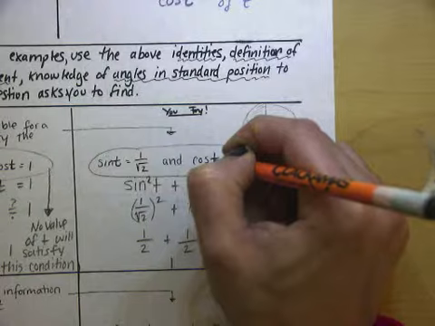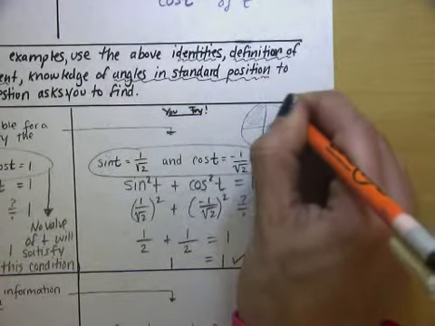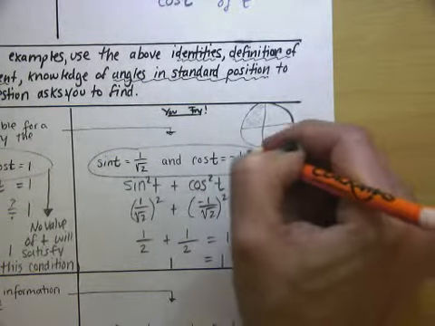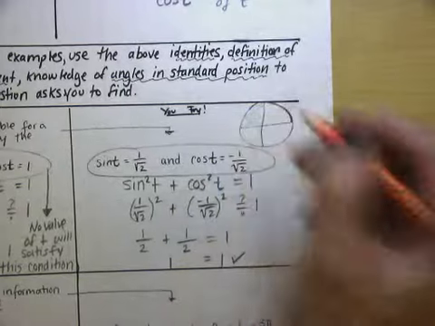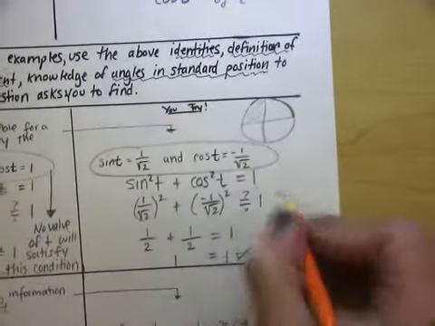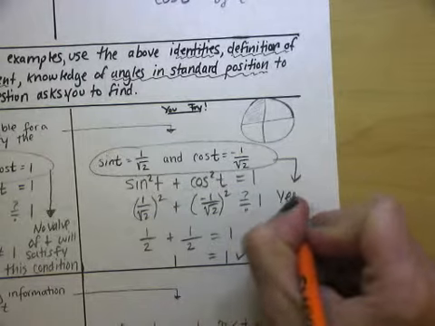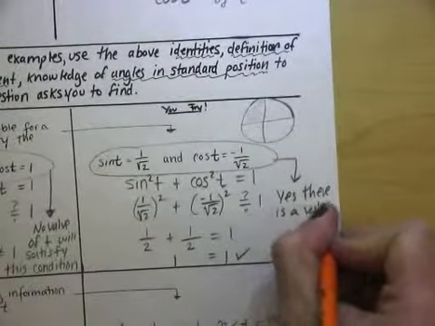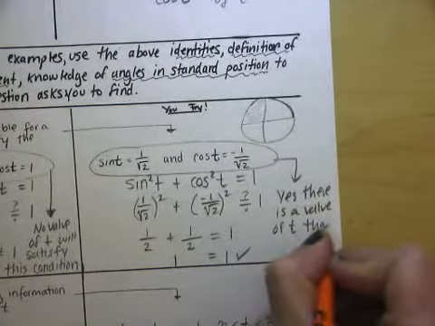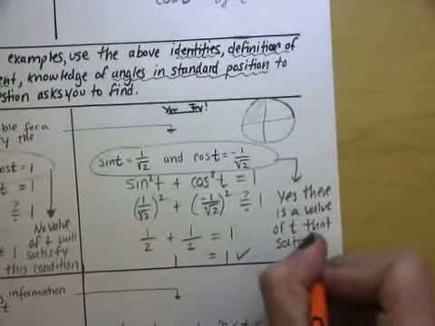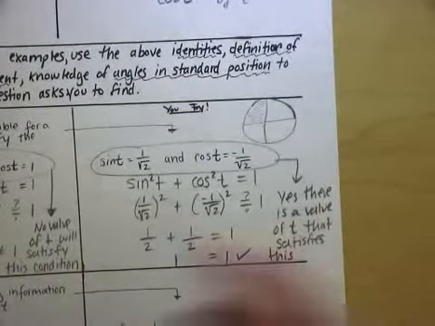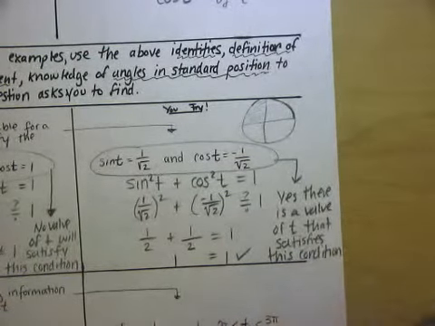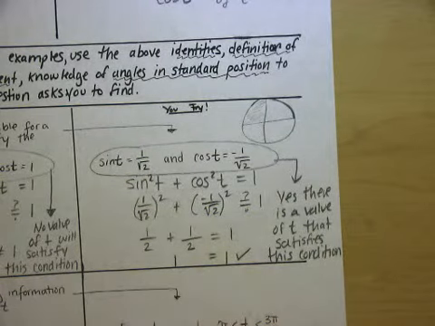There's some radian measure, t, some number of radians that we can travel that will start in standard position, rotate here, or if t was negative, we could go in this direction. But in this case, that somewhere ends here, where sine is this value and cosine is this value. So we say, yes, there is a value of t that satisfies this condition. It didn't ask us to find the value, it just said determine if it's possible. So in this one, yes, it's possible to have a value of t that satisfies.